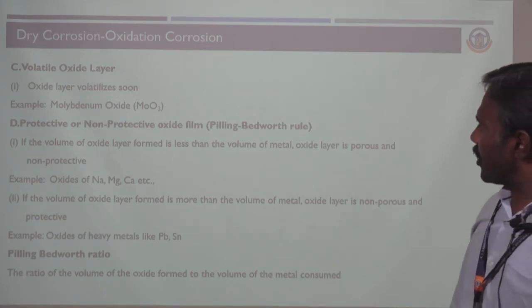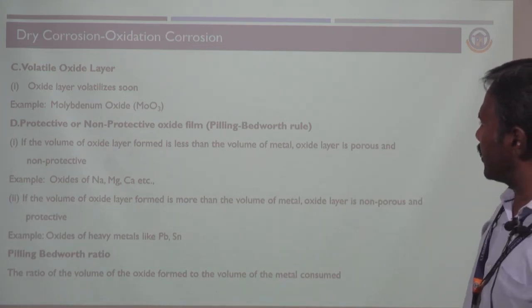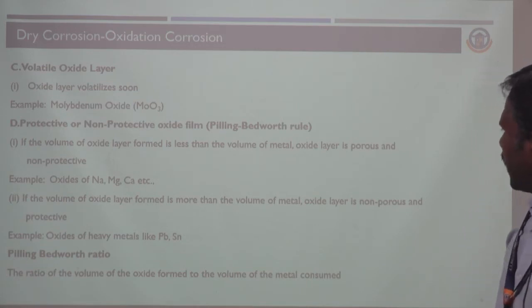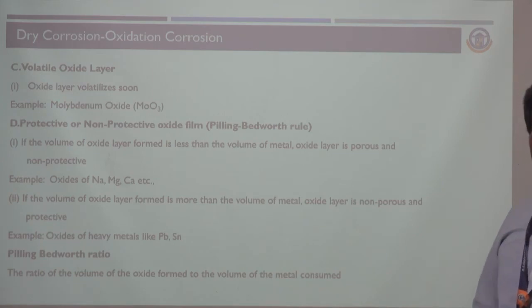And if the volume of the oxide layer that is formed is more than the volume of the metal, it means that the oxide layer is non-porous and it is protective. Here metals like lead and tin, which are heavy metals, will produce a protective and non-porous oxide layer.